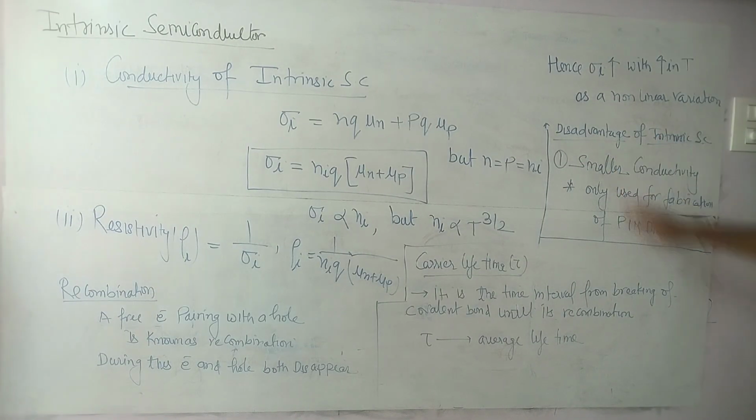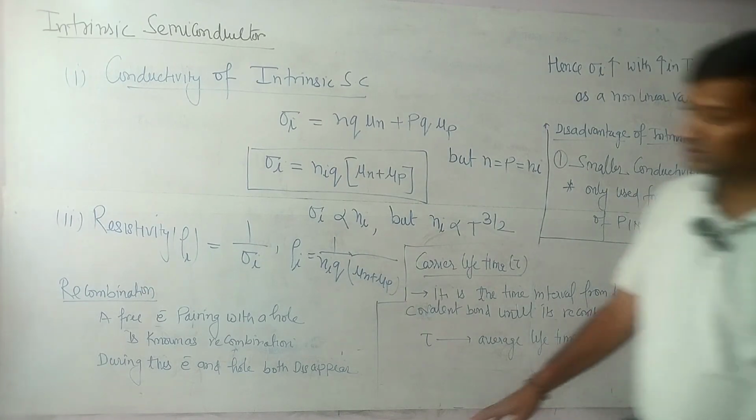The disadvantage of the intrinsic semiconductor is its very small conductivity. Due to this reason, we prefer it only for the fabrication of the PIN diode. It has a very small amount of conductivity, so we prefer only the fabrication of the PIN diode.